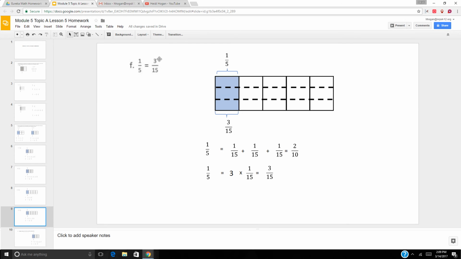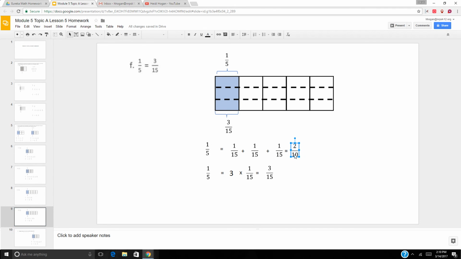Same tape diagram, they want us to have 1/5 equal 3/15. So same tape diagram, but now we're trying to make 15ths. So we need to divide it, or decompose it, into 3 rows. 1, 2, 3, 4, 5, 6, 7, 8, 9, 10, 11, 12, 13, 14, 15. So each of these smaller sections is worth a 15th. So 1/5 equals 3 15ths. Or 1/5 equals 1/15th plus 1/15th plus 1/15th.